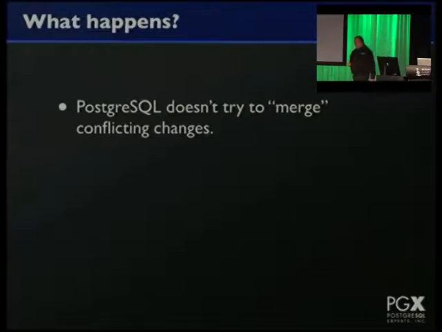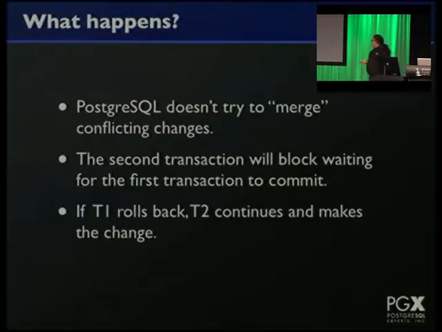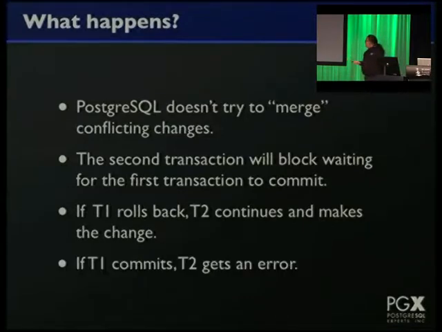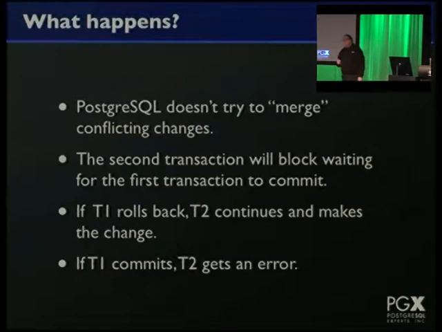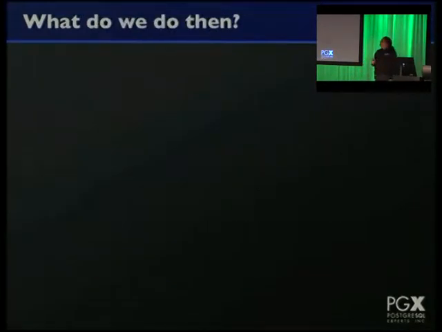PostgreSQL doesn't try to merge these changes in any way. It doesn't try to figure out which one's the winning tuple. The second transaction, that is the one later in time that tries to do the update, will block, waiting for the first one to commit or roll back. If it rolls back, no problem. It never happens, so it just applies the change and keeps on going. But if it commits, you get an error. An error comes out of your connection saying serialization failure. So you have to be prepared for this in repeatable read mode. You can get these errors.